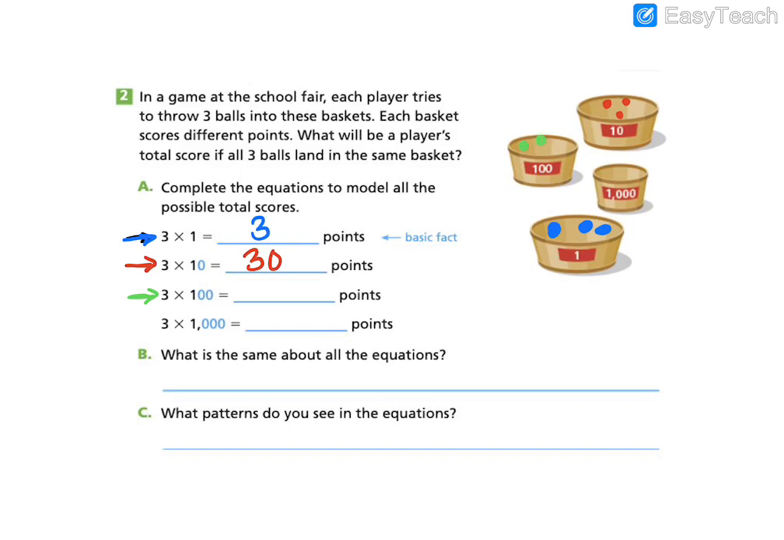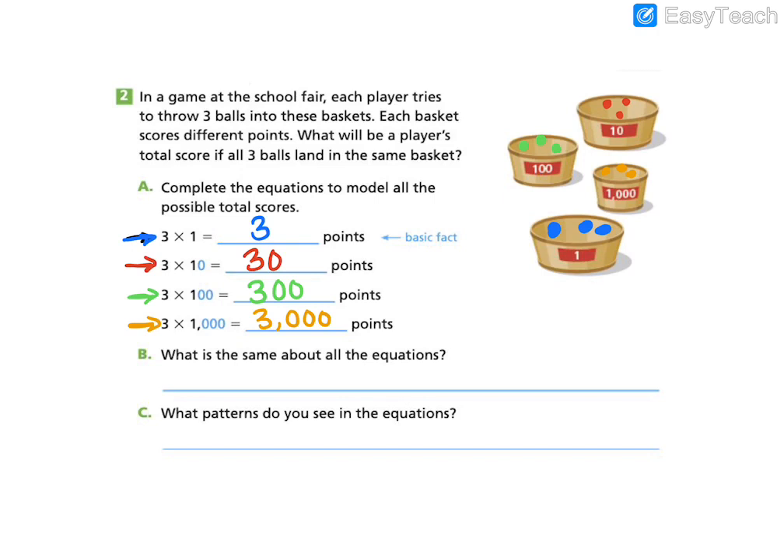Now they're getting more points and they scored it into the hundreds. So 3 times 100, 3 hundreds, or 300 points. And finally, this person made it all the way into the 1,000. 3 times 1,000 will equal 3,000.